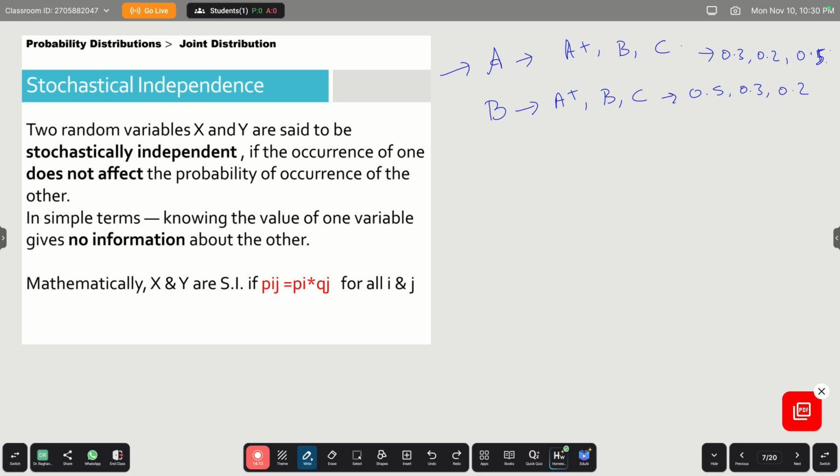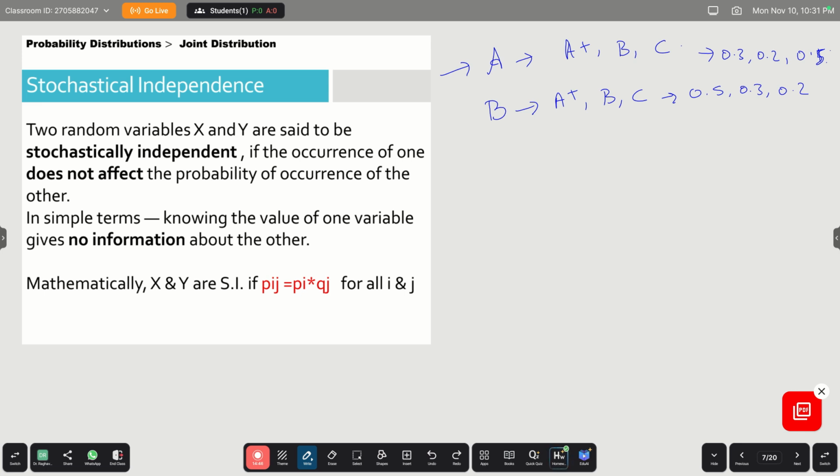You can have the joint probability distribution here, like what is the probability that A and B both will get A plus, or what is the probability that A gets C grade and B gets A plus. Such joint probabilities you may have, but they don't depend on each other. So they are stochastically independent random variables. Knowing the value of one variable gives no information about the other. So then we say they are stochastically independent.